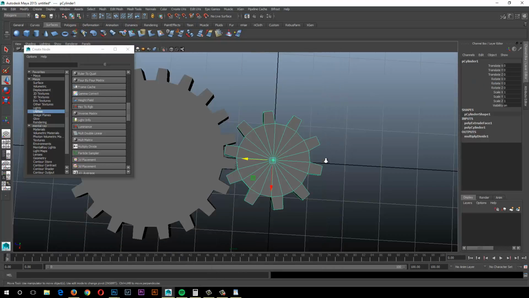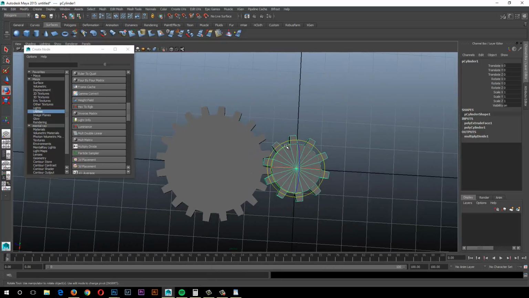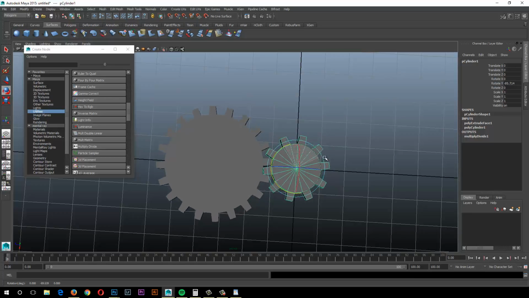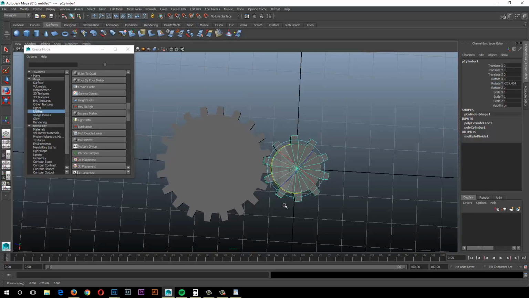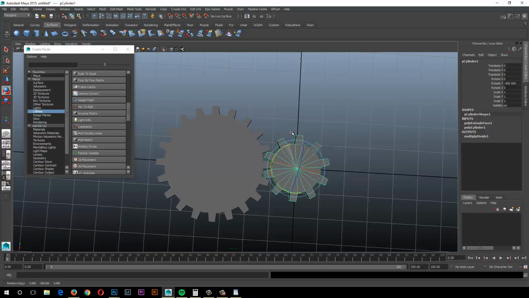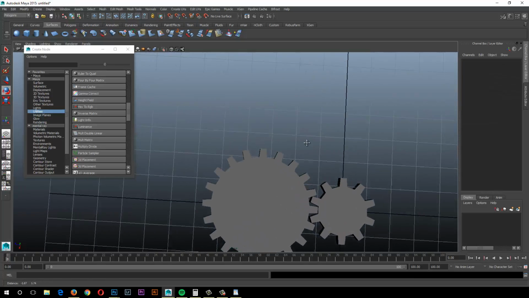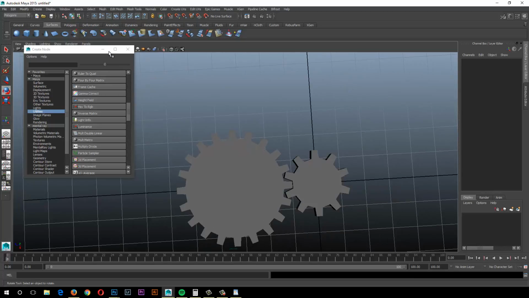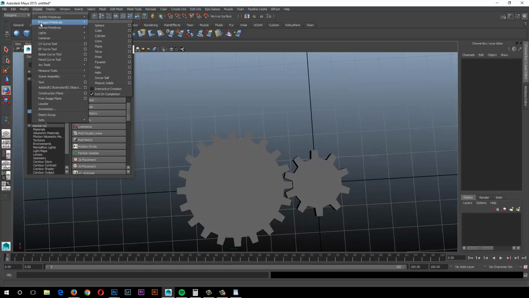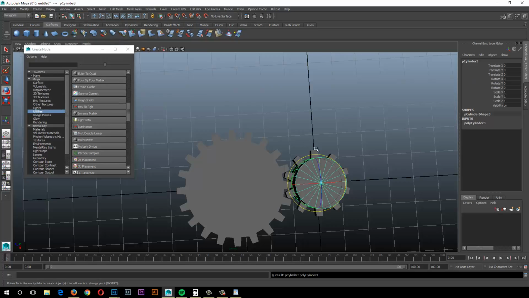So let's look at what happens when we rotate this gear now. That looks pretty good. So what happens when we want to do more complex math, like, hey, I don't want to just double this, I need to do a specific size. So let's go ahead and create another polygon primitive here and make another cylinder. I'm going to move it up here, and then I'll have the big gear driving this.